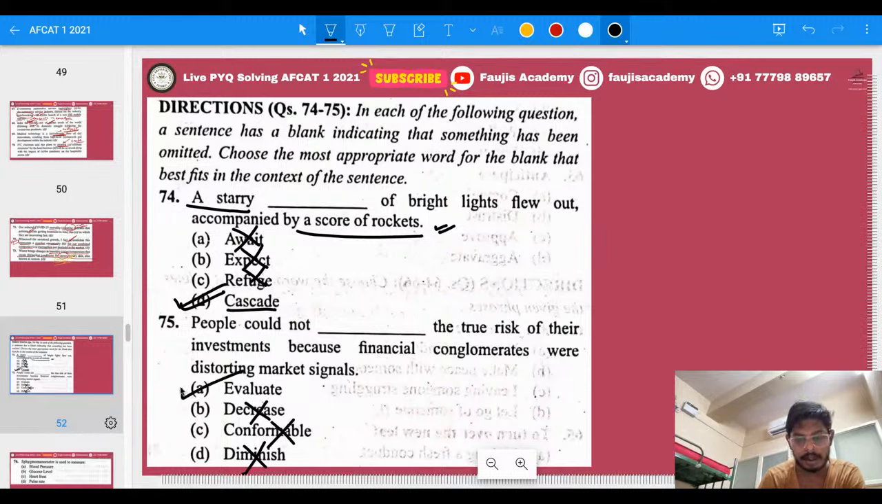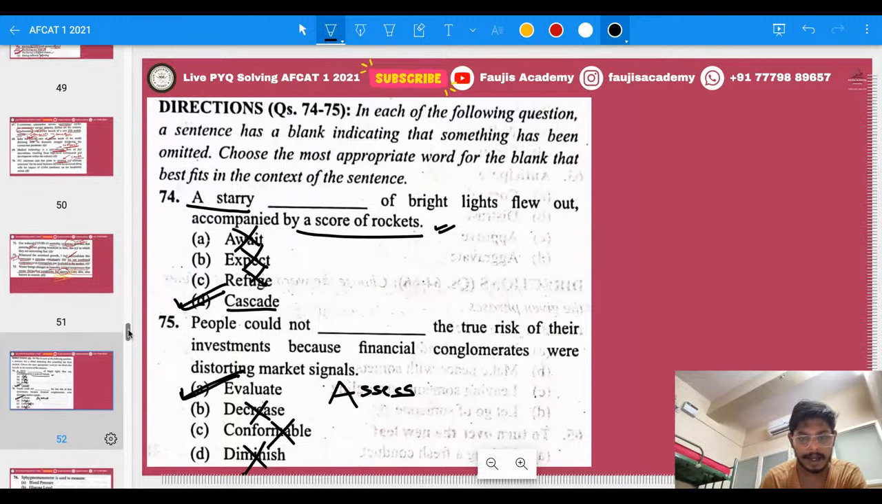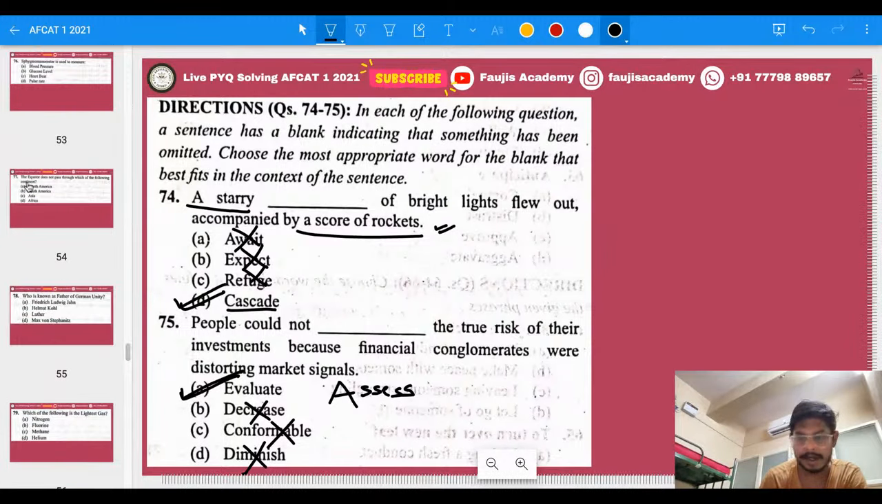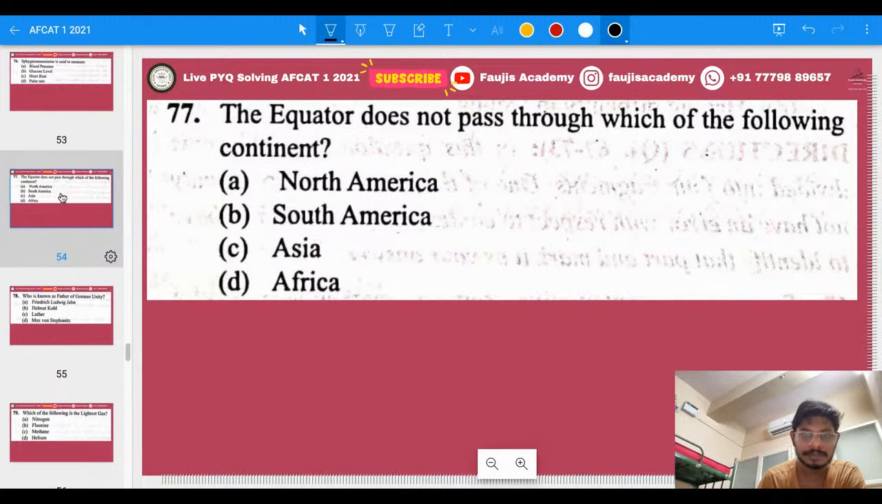So people could not evaluate. Okay, they could not assess, a double s e double s. Right? Rest of you guys also please write down the answers in the chat. Six of you, right? Now we start with the GK ones.